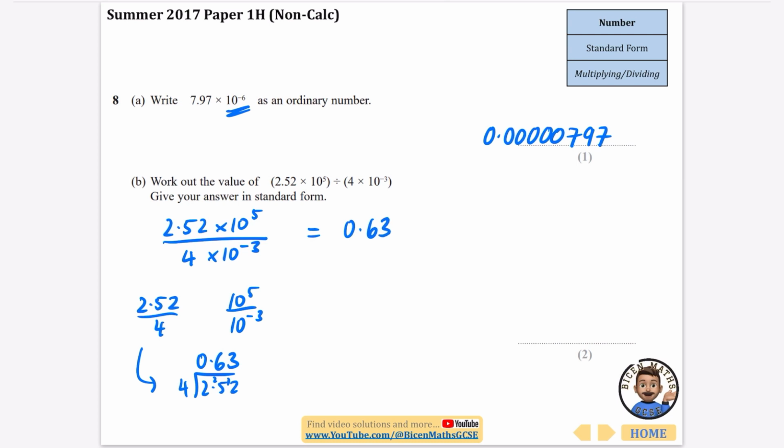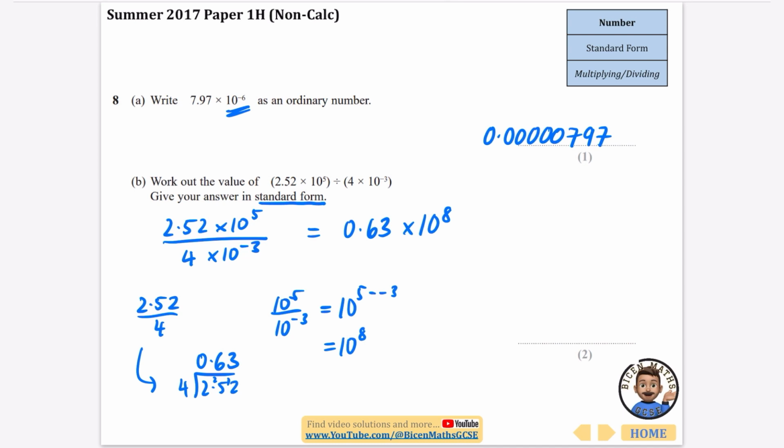Now this part that we've got, let's just try and write this so I've got a bit more space next to it. We subtract the powers. So we're going to do 5 subtract negative 3. And when you do 5 subtract negative 3, that's actually 5 plus 3. So it's going to be 10 to the power of 8. So it's 0.63 times 10 to the power of 8.